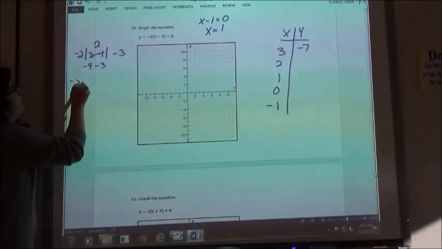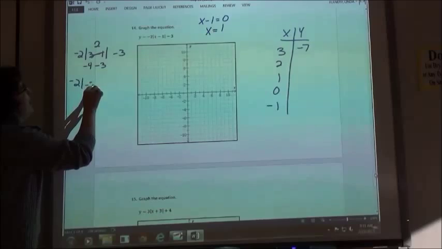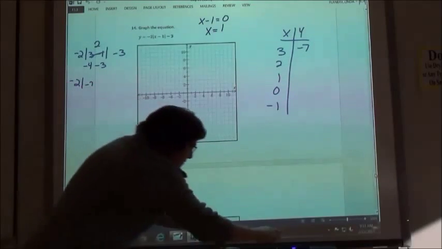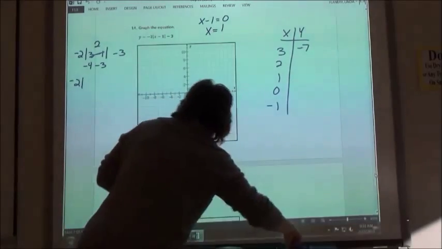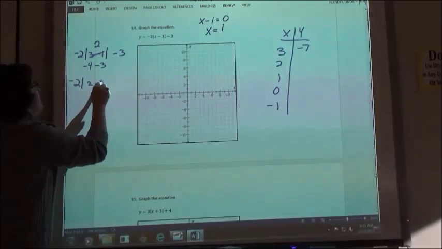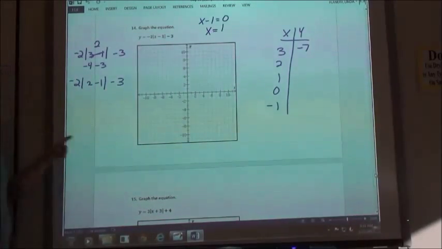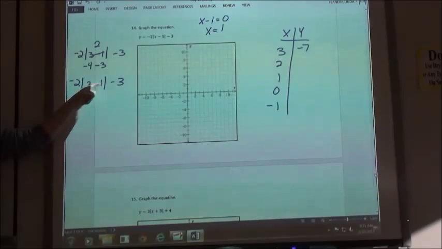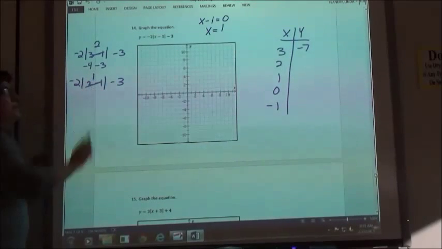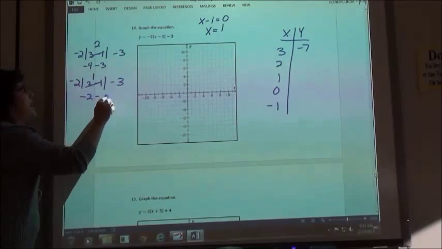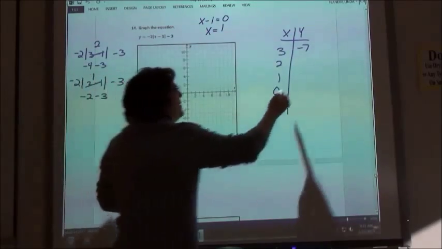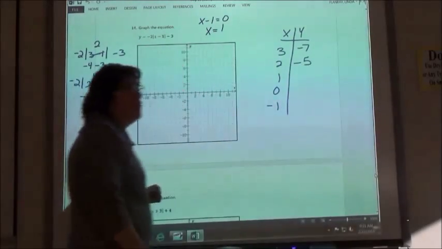And I have negative 2 times the absolute value of 2. Use the right number in there. 2 minus 1, minus 3 on the end. So 2 minus 1 is 1. Absolute value of 1 stays 1. 1 times negative 2 is negative 2. And negative 2 minus 3 would be negative 5.